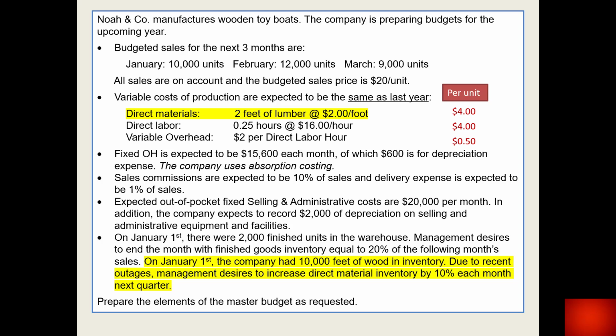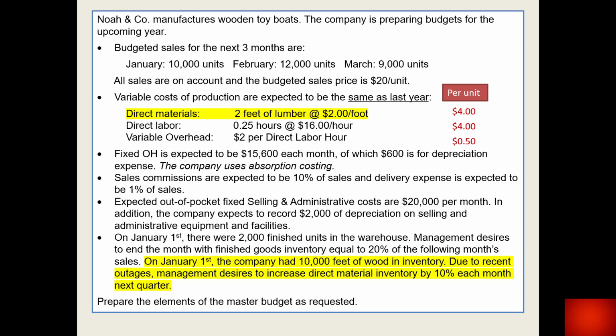Now that we've estimated our production for January and February, we can project our direct material, direct labor, and manufacturing overhead budgets. The information we'll need to focus on relates there to direct materials. We need 2 feet of lumber at $2 per foot. Now it is $4 per unit.